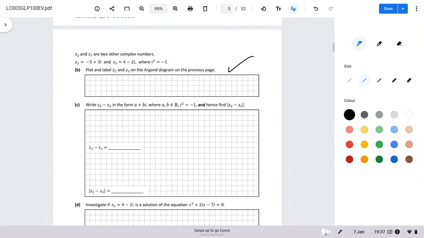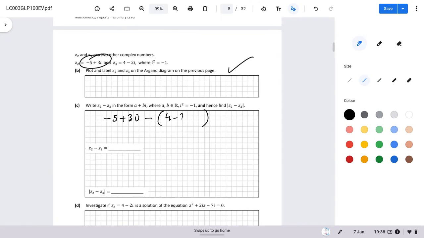Write Z2 minus Z3 in the form a plus bi. So anytime we see a minus here, we're going to have to put in brackets. Otherwise, we'll forget to change the sign of both terms of Z3. So sub in our values. Our Z2 is minus 5 plus 3i. You can have brackets around this if you wish. Minus, and this is the bit where we need our big dirty brackets, our Z3 there is 4 minus 2i.